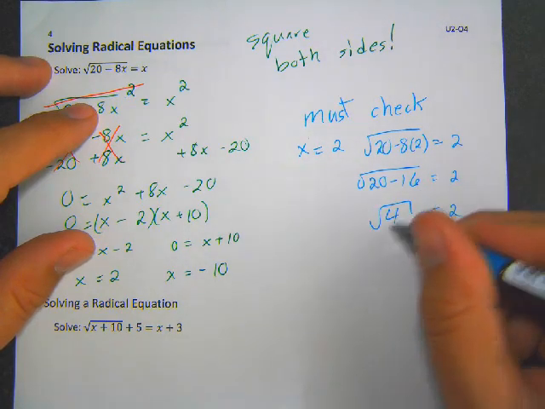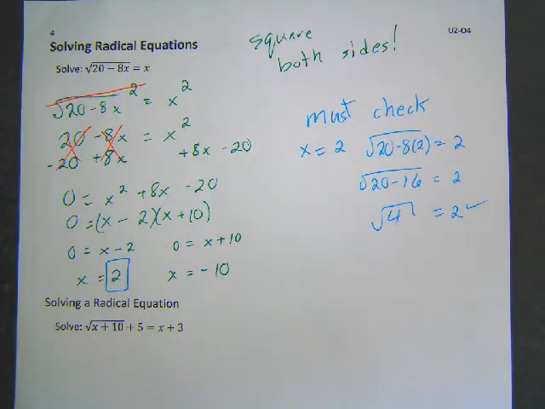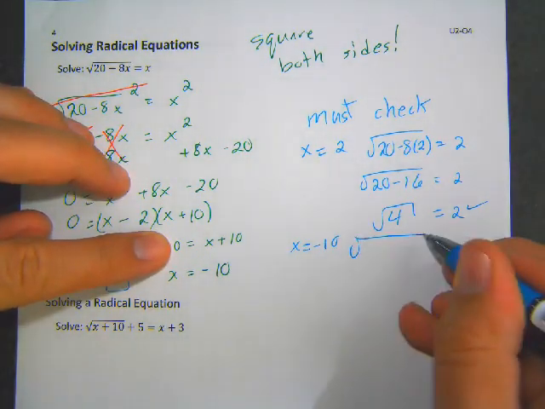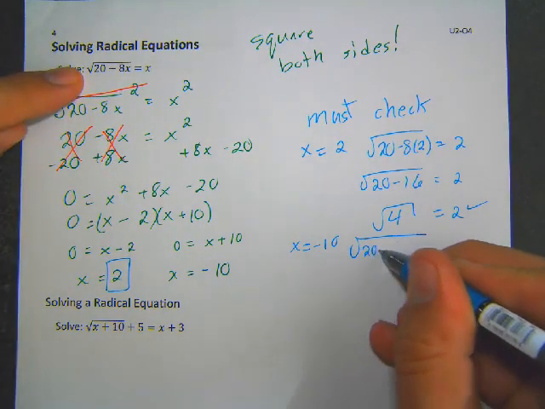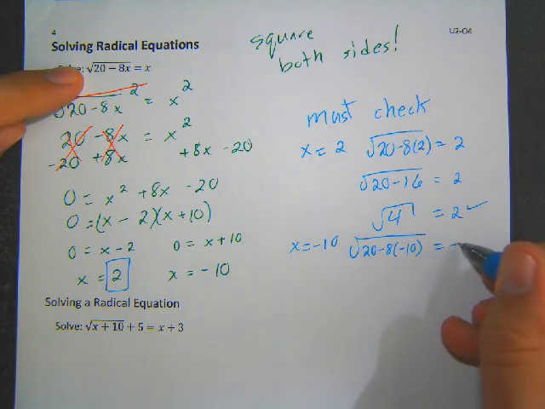And that's true, right? Square root of 4 is 2, so it works. So 2 is a valid solution. So we're good right there. Then we have to check the other one. So now we're going to check x equals negative 10. So the same square root of 20 minus 8, but now it's 8 times negative 10, and see if that equals negative 10.